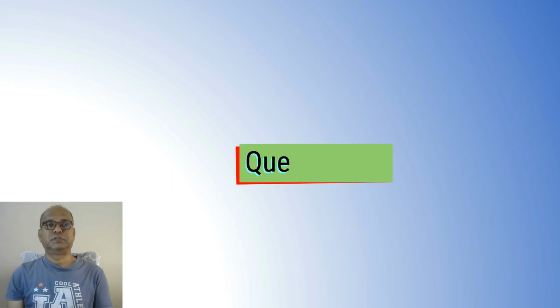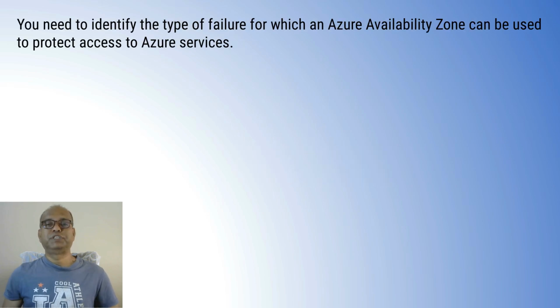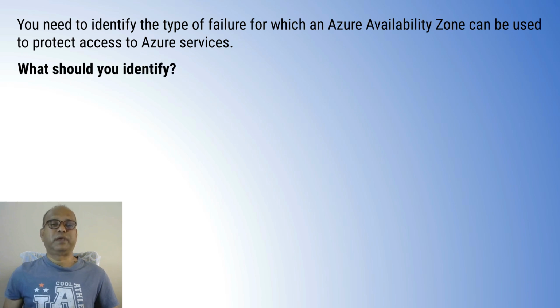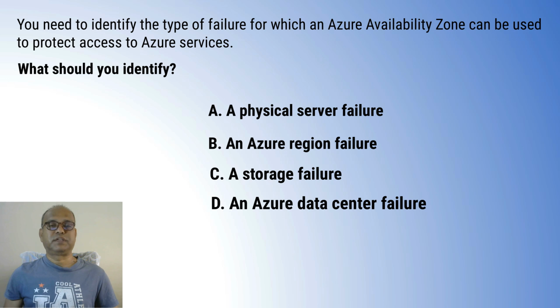Next question, question number 99. You need to identify the type of failure for which an Azure availability zone can be used to protect access to Azure services. What should you identify? Option A, a physical server failure. Option B, an Azure region failure. Option C, a storage failure. Option D, an Azure data center failure.